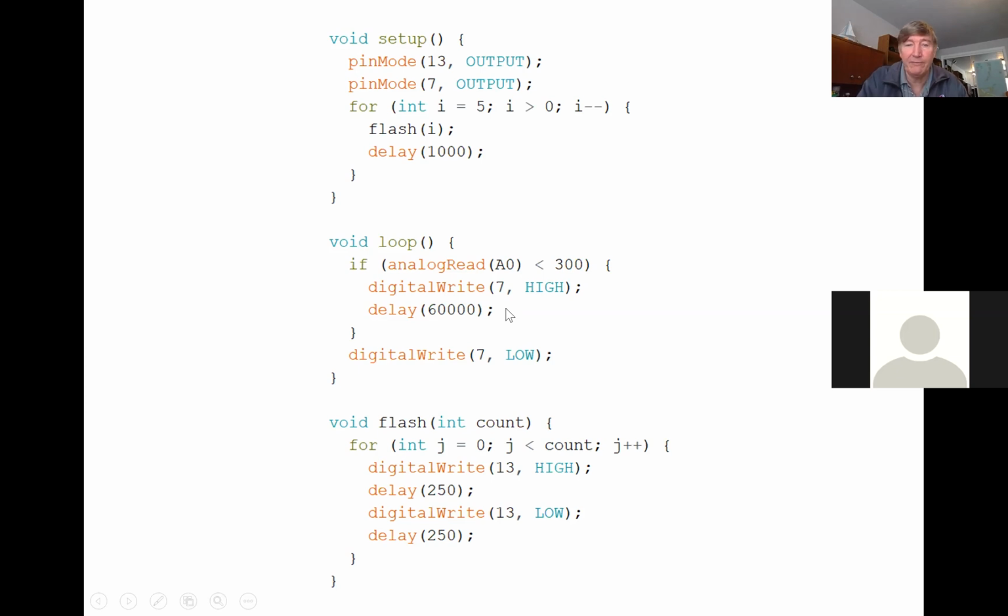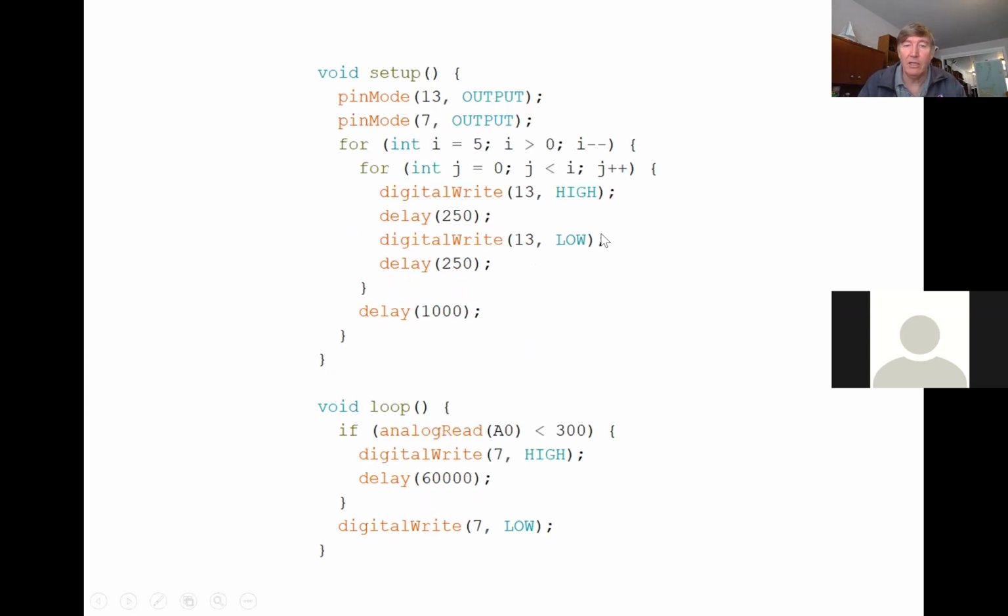Oh, so you're talking about in the first code. Okay. Again, it's the same thing here. This delay right here is the exact same delay. This is the delay that after it flashes 5 times, I want to wait 1 second before it flashes 4. And then after it flashes 4, I want to wait 1 second before it flashes 3. So that's this one. So did that answer your question? Okay, you get it. Okay, good.